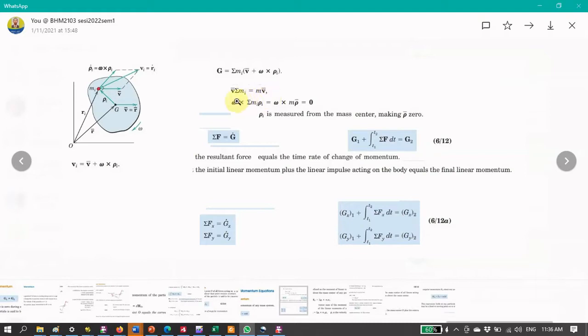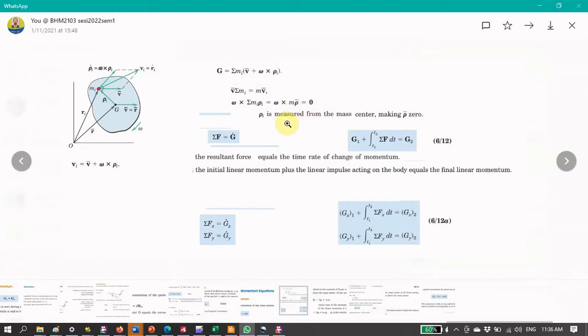And for the second part in the bracket, we have the cross product of angular velocity times the summation of mass times the relative position rho i. Actually, for a rigid body, this is equal to 0.